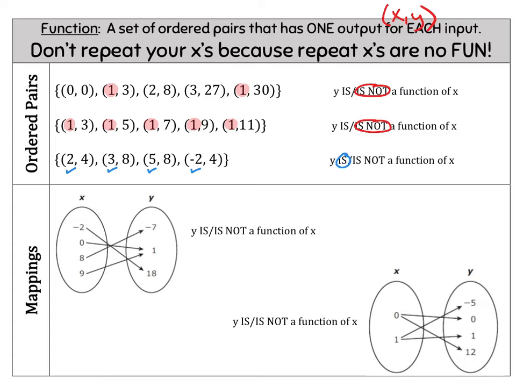Let's look at these mappings. Now, me personally, I have a hard time looking at mappings and following the arrows, so I actually list out the coordinates. And I suggest you do the same, especially while we're learning. That first arrow goes from -2 to 18. So that's my first coordinate. The second arrow goes from what number to what number? 0 to 1. So that's my coordinate. The next one goes from 8 to -7. And the last one goes from 9 to 1. Is y a function of x? Why do you say yes?